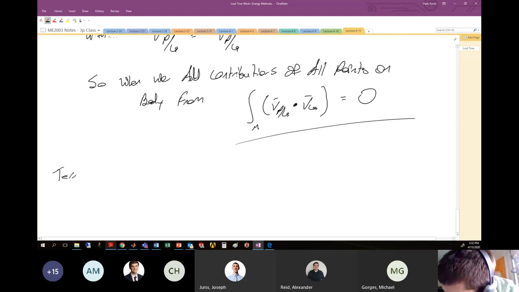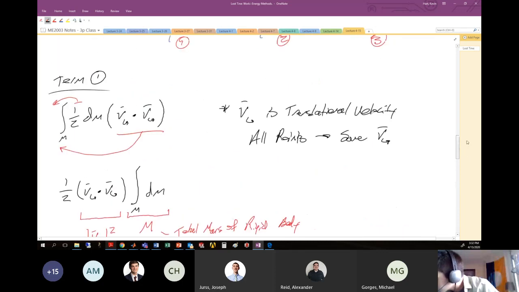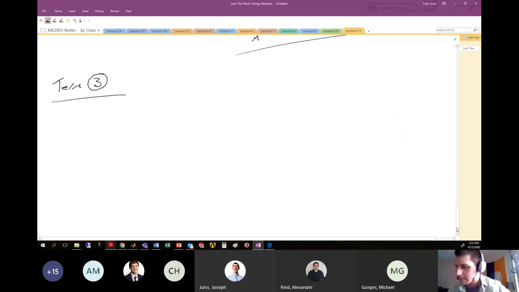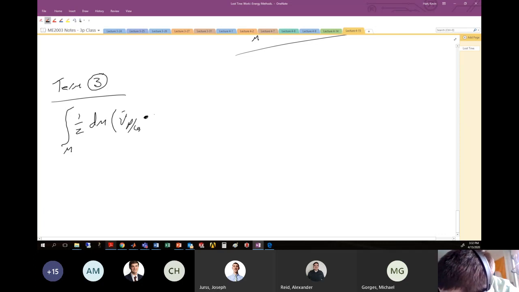So that's term 2. Finally, term 3. This guy here, velocity of p relative to g, dotted with velocity p relative to g, and I have to, again, take all this stuff with it. Okay, so that's my third term. Now, the third term requires a little bit of information that we talked about in our kinetics lecture. So we'll build it as we go.